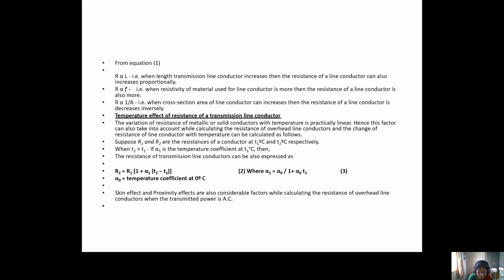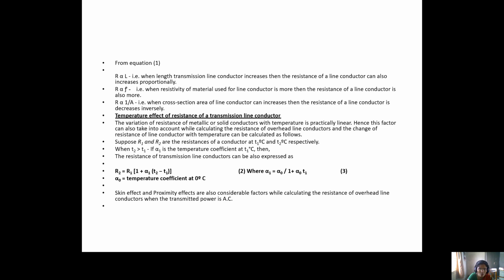See, whenever we have to find out the resistance of the transmission lines, at that time we must take the temperature into consideration. Why? According to the temperature changes, the resistance will also change.